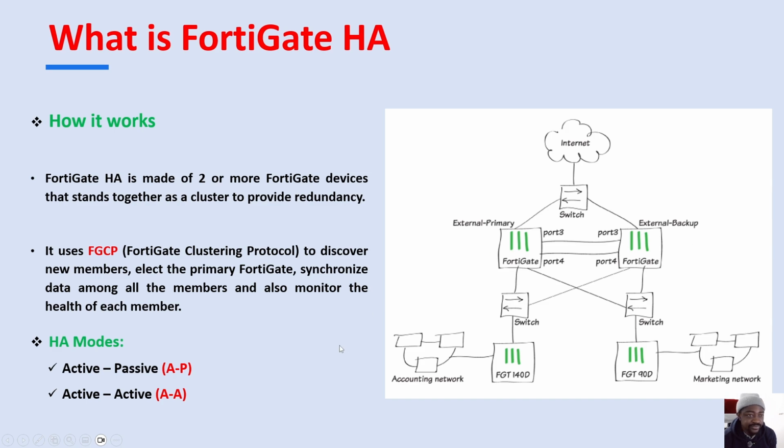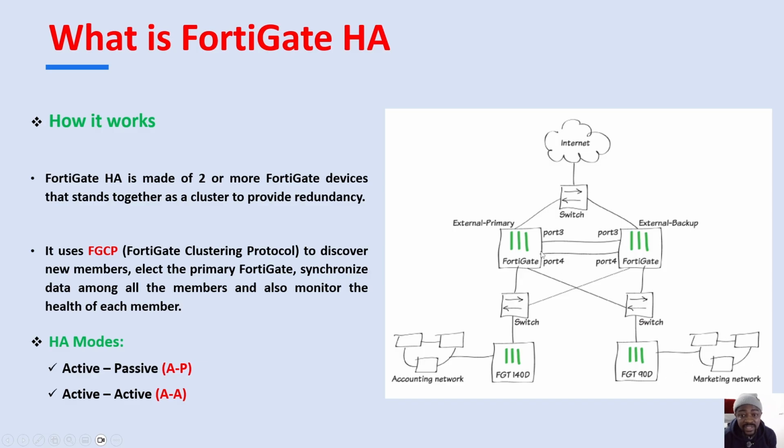So how does the HA work? FortiGate high availability operates in two modes. There is active passive mode, and there is active active mode. So in the active passive mode, if we take the case of this image, you will see that we have two firewalls positioned at the top to get access to the internet. It means a user in the accounting network, if he wants to access the internet, can either go through this FortiGate, or on this switch, his traffic can be routed to these other FortiGate devices so that he can access the internet. Same for the users in the marketing network.